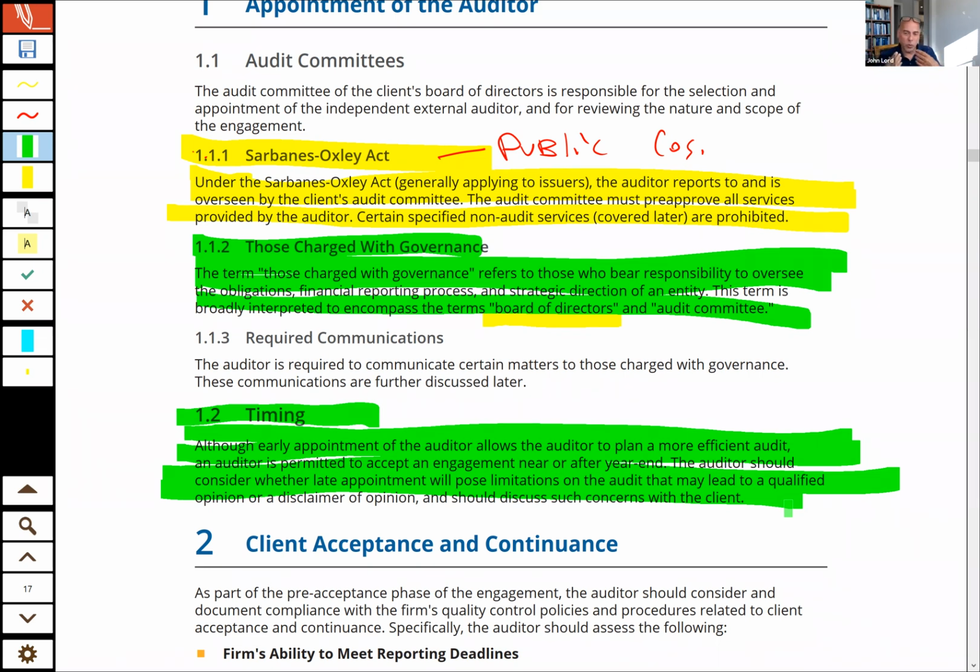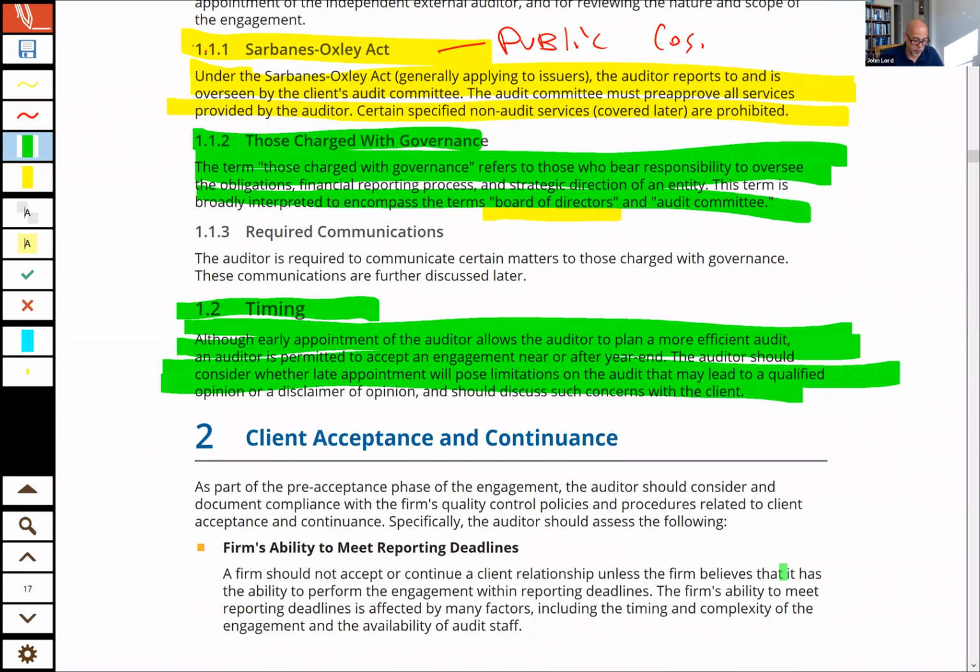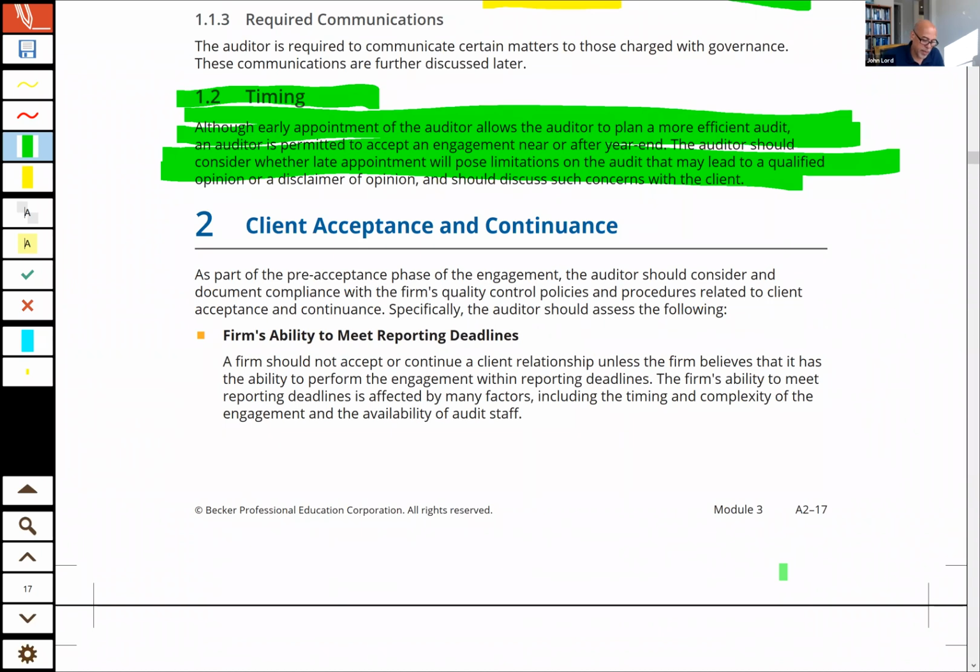All of those would be the nature of special considerations that you would make if you were engaged after the year had started or even after the year had ended. Okay. Now, when you look at client acceptance, there are different things that we need to look at, and the first thing is, can I properly complete the audit? Again, we saw that in the quality control standards.